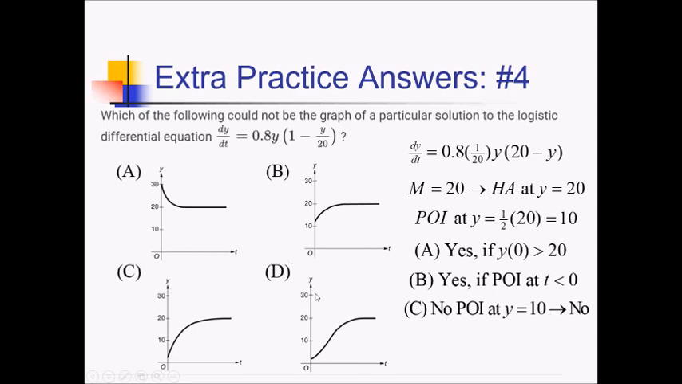Let's take a look at D, though. Now, D is really your classical-looking logistic curve. We have the asymptote at 20. We have a point of inflection here at 10. We're changing from concave up to concave down. So D cannot be eliminated. In fact, if you were to ask which of these is the solution to this equation, you would probably pick D because it's the best answer. But we wanted the one that was definitely not the solution, and that is definitely choice C.